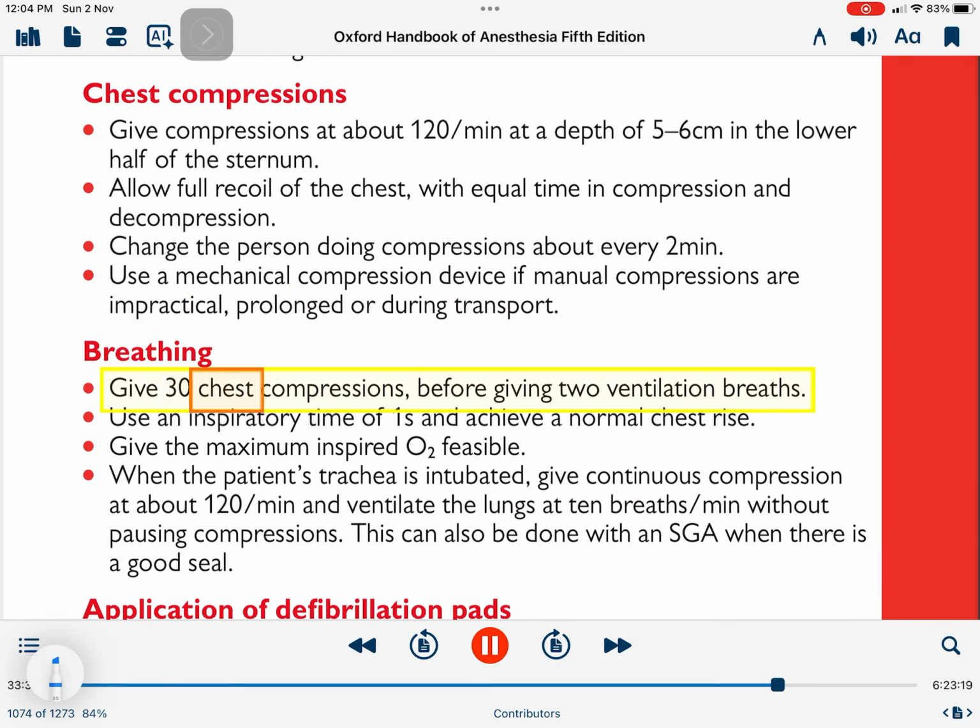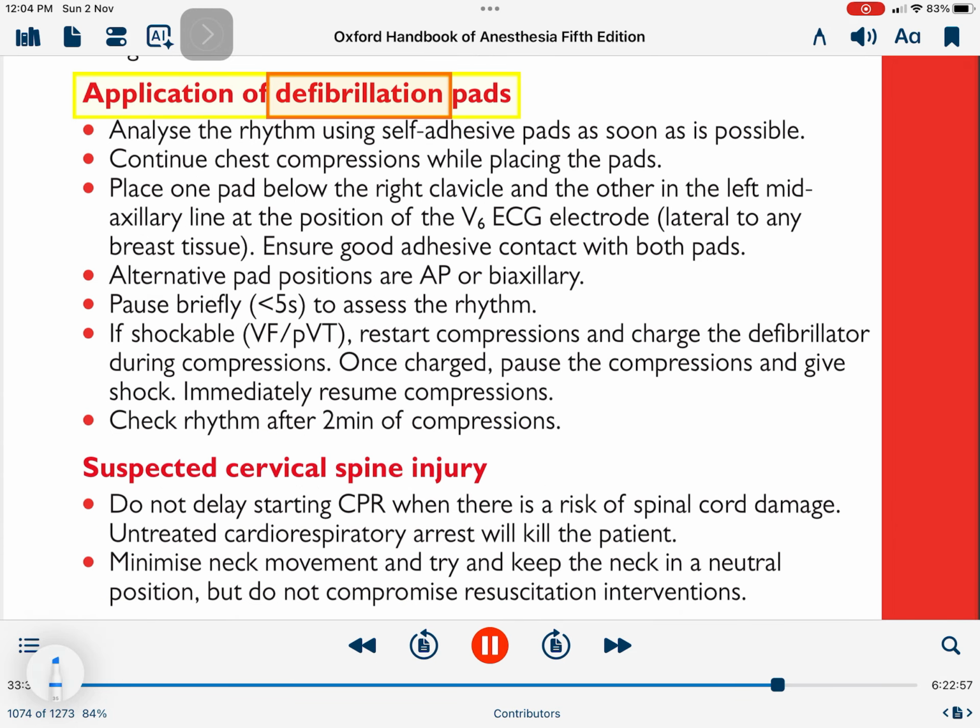Breathing: give 30 chest compressions before giving 2 ventilation breaths. Use an inspiratory time of 1s and achieve a normal chest rise. Give the maximum inspired O2 feasible. When the patient's trachea is intubated, give continuous compressions at about 120/min and ventilate the lungs at 10 breaths/min without pausing compressions. This can also be done with an SGA when there is a good seal.